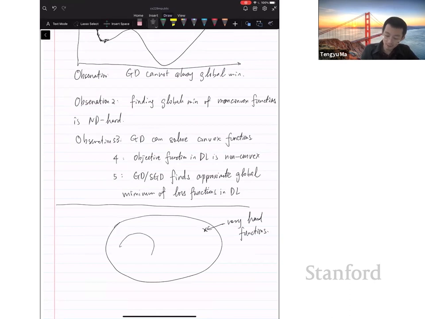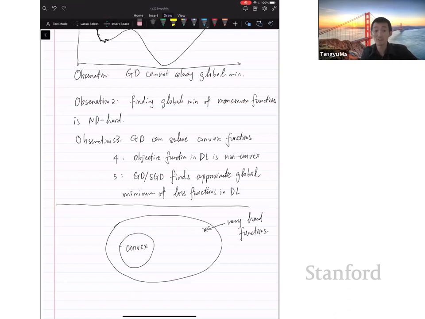And there's also a small subset of functions, let's call it convex functions. These are just convex functions, and these are easy to solve. So gradient descent can solve them. But actually, we didn't identify all the functions that we can solve, right?